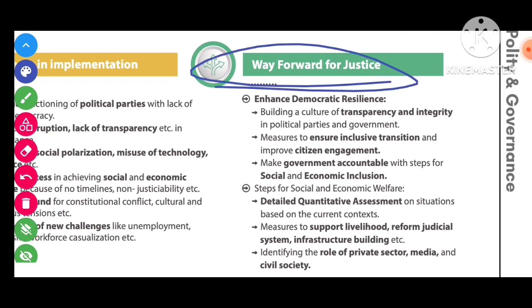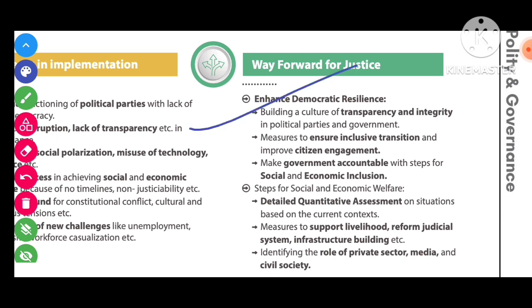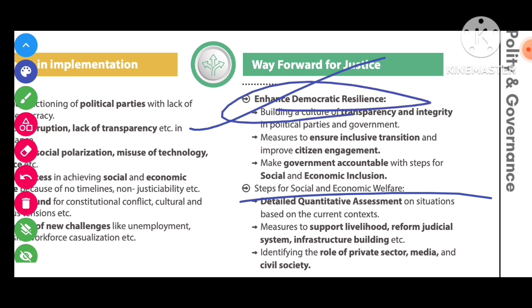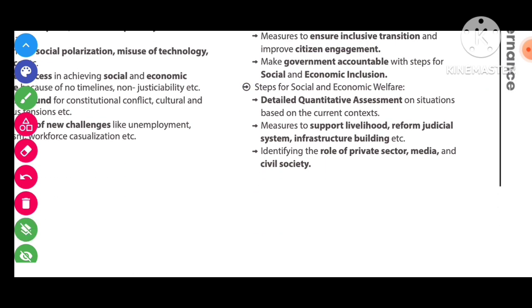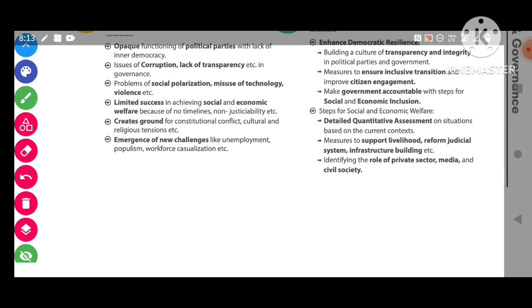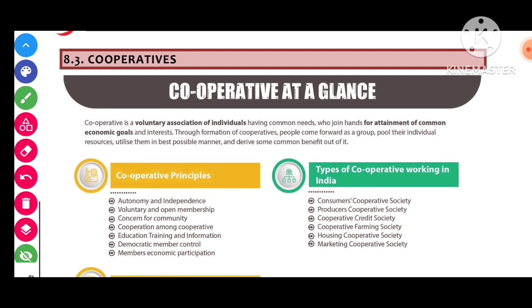For justice and democracy, enhance democratic resilience with steps such as transparency and integrity, ensure inclusive transition, citizen engagement, and making government accountable, with steps for social and economic inclusion. These are the steps for social and economic welfare: detailed quantitative assessment and support for livelihood, reform of the judicial system, infrastructure building, etc., and the role of the private sector, media, and civil society in strengthening democracy, socio-economic policies and cooperatives. Next is the cooperative.